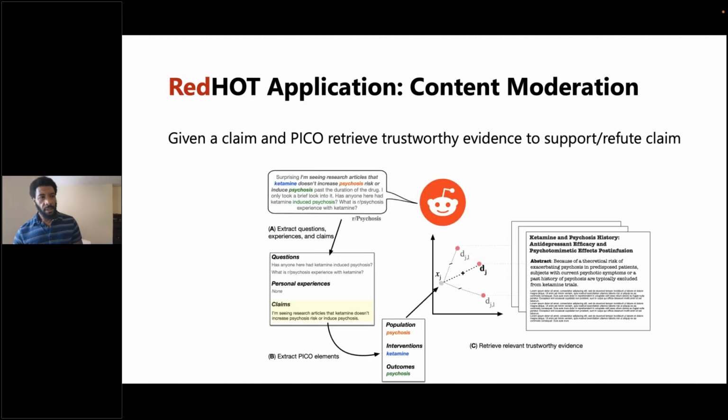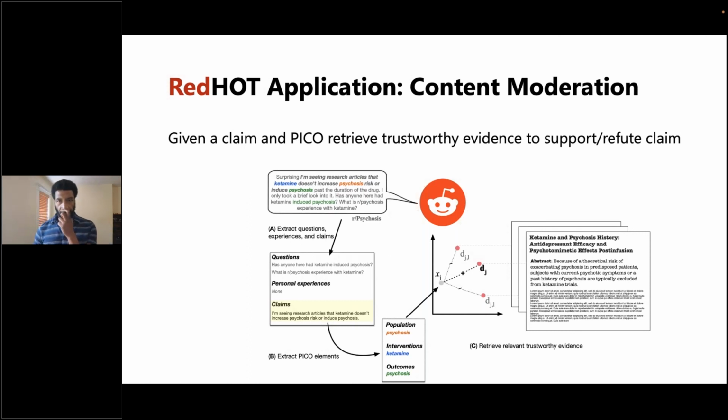So the workflow is like this. We take a post from Reddit, we extract the questions, experiences, and claims. Given the claims, we extract the PICO elements, and then we use both information about the PICO elements and the post to then retrieve evidence from Trialstreamer that either supports or refutes the claim.